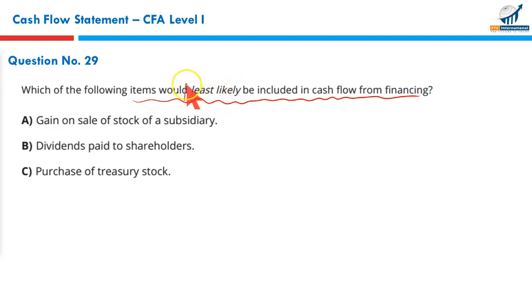Cash flow from financing, least likely. Purchase of treasury stock, it's a financing outflow. Dividend paid to shareholders, it's a financing outflow. Of course, both of them are part of financing.